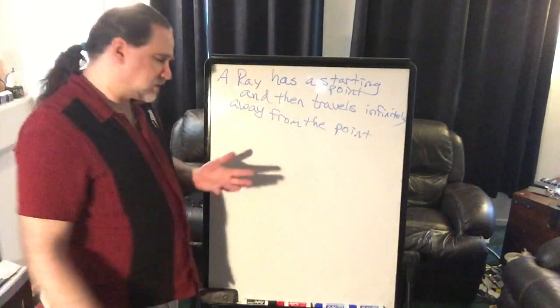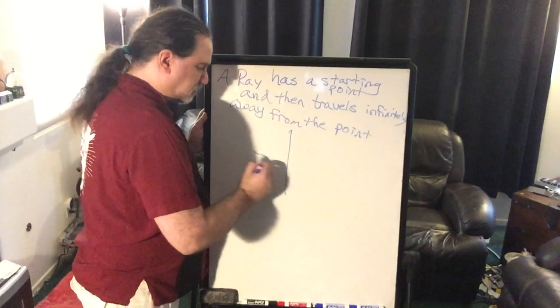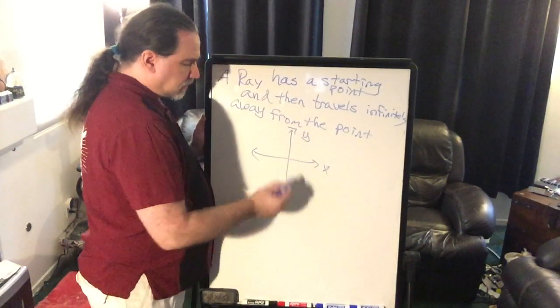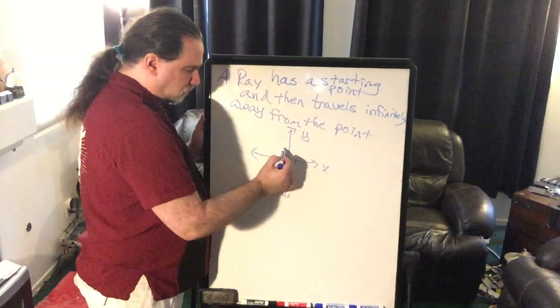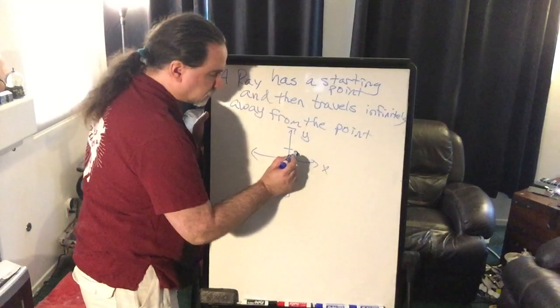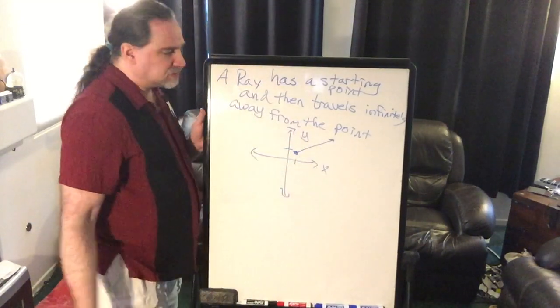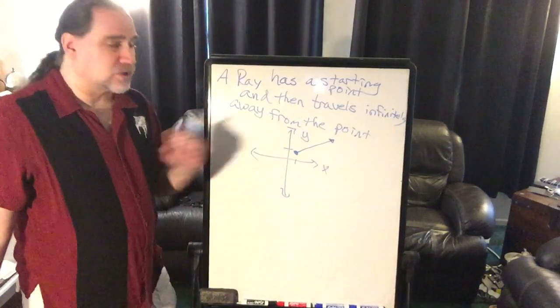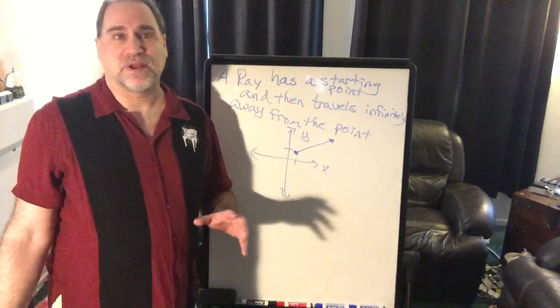What do I mean by that? Let's take a look at a very simple example. So we're going to put our graph here, and we have ourselves a point. Let's just pick a point. And then we have a ray, and the ray just goes off, and it has an arrow at the end because it goes on forever. It starts at our point, and it goes on forever in one direction.